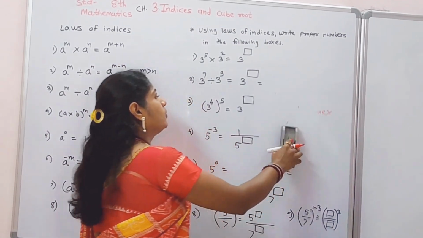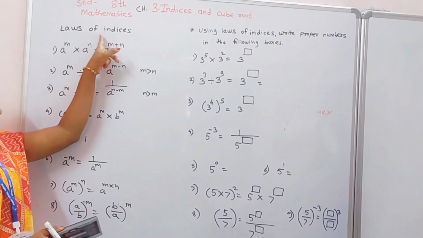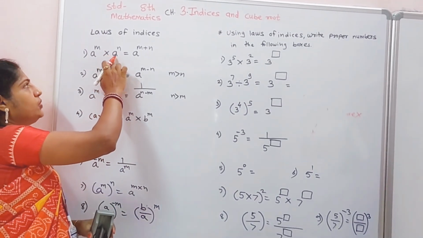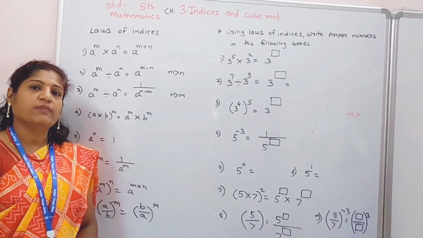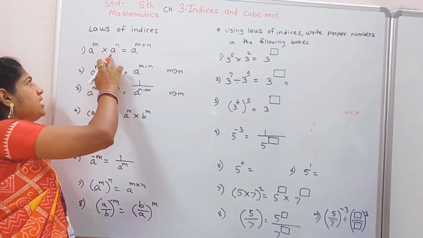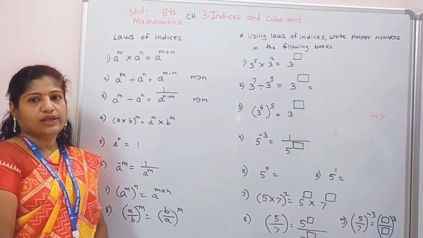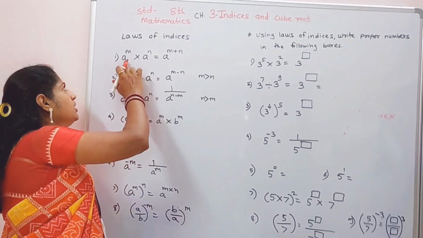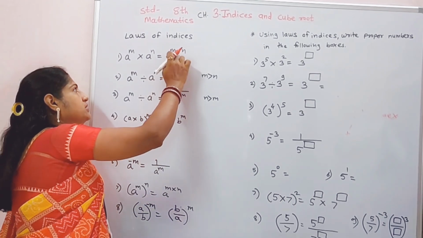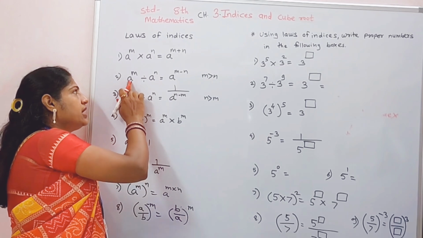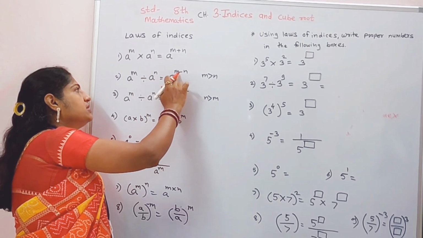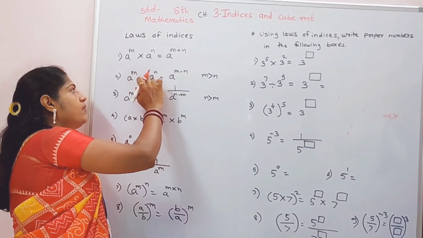Now we learn some rules of the indices. Laws of indices. First one, a raised to m into a raised to n equal to a raised to m plus n. Here the base is equal and there is the multiplication, so we take the sum of the index. Second is a raised to m divided by a raised to n, where there is the subtraction between the index, m minus n.